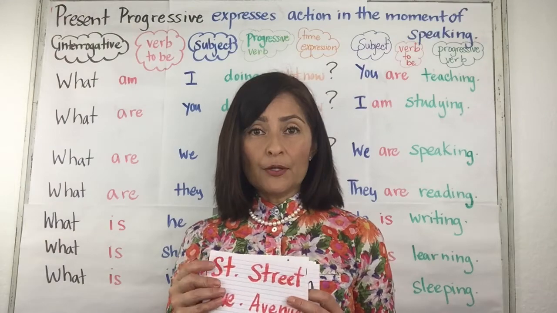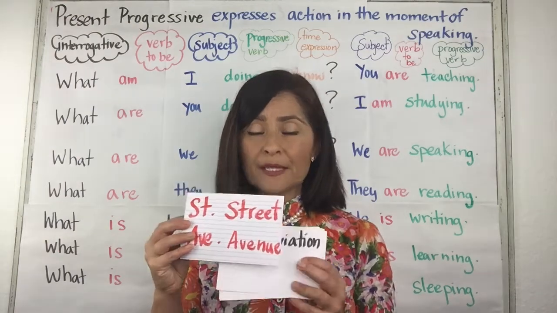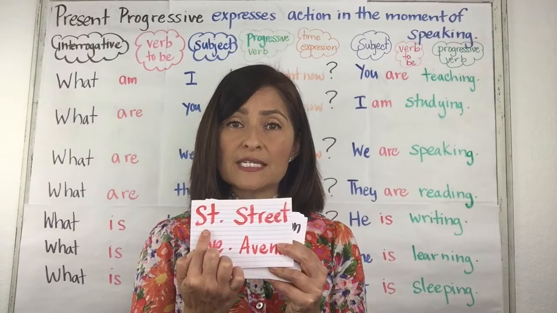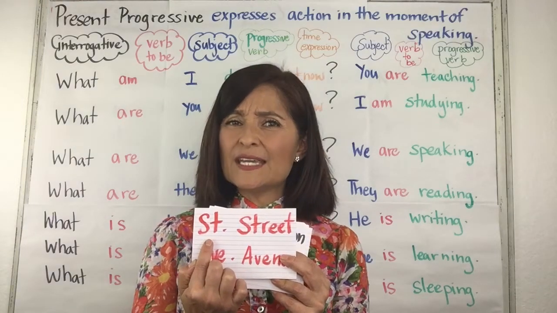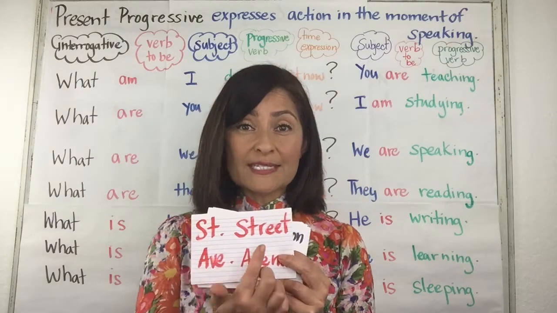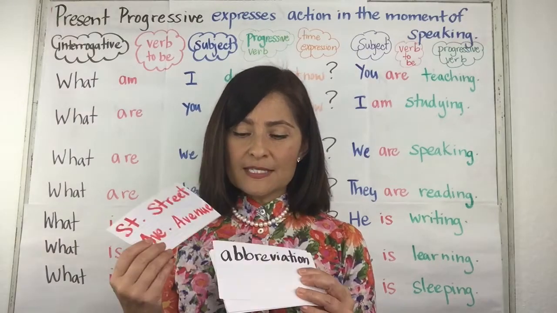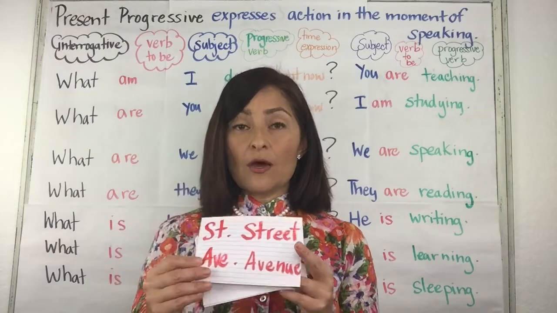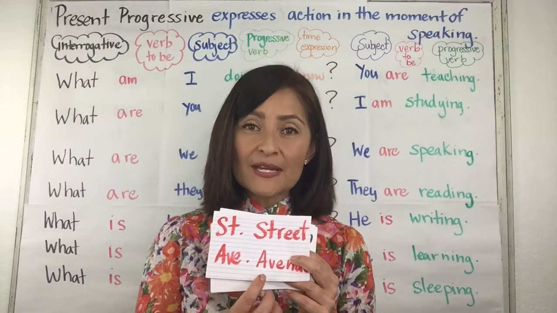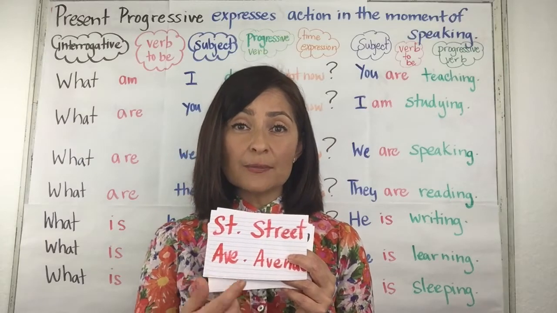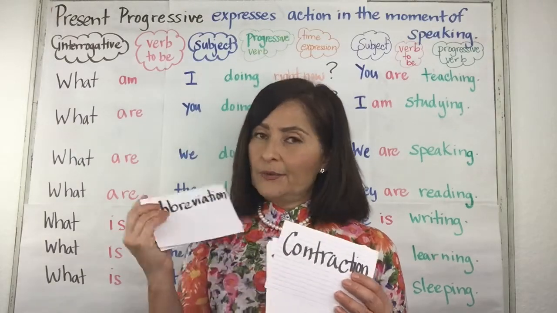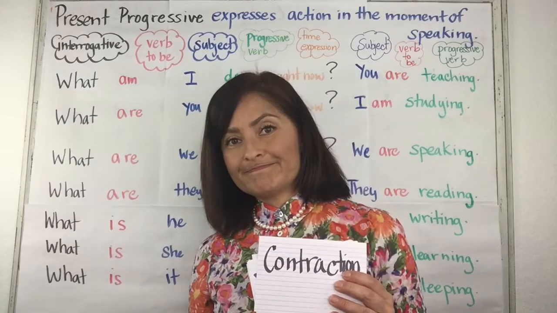For example, in the word street, I have two forms of the word. I have my abbreviation, ST, but you don't say "st," you say street. That's an abbreviation. You also have avenue. You don't say "ave," you say avenue. Same pronunciation, but this is short. This is called an abbreviation. We're not talking about abbreviations.